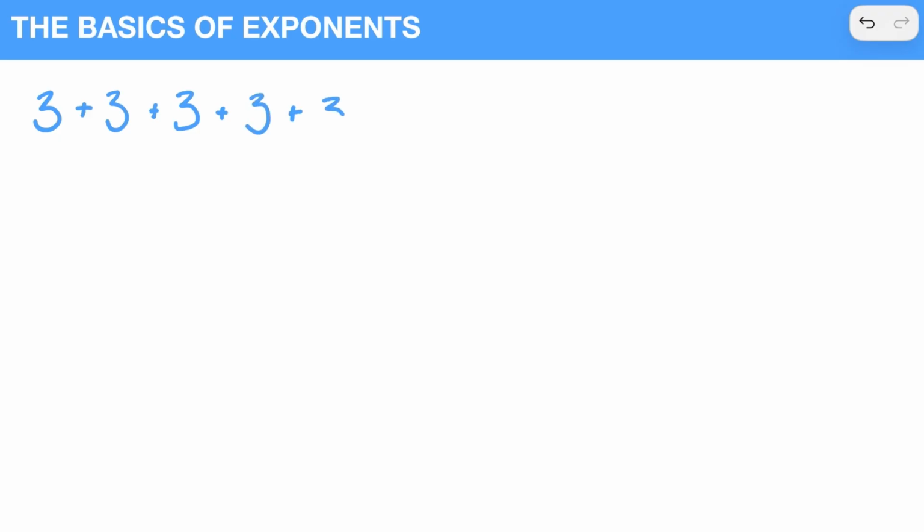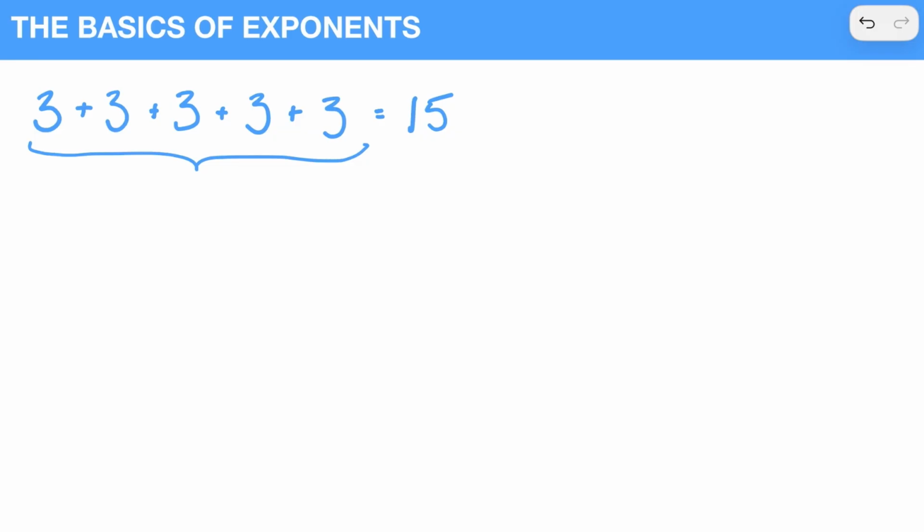This is 3 plus 3 plus 3 plus 3 plus 3. Now we could do the math and figure out that this is 15. Now notice something though. There are 5 3s being added together, and that's a lot of writing to do. What if you had 23s or 33s?